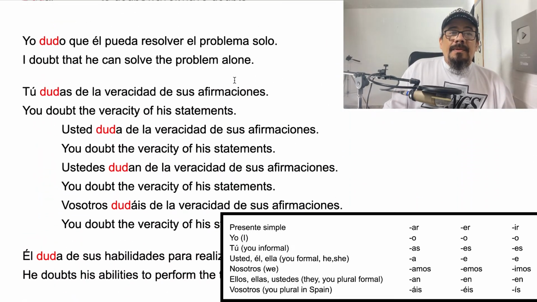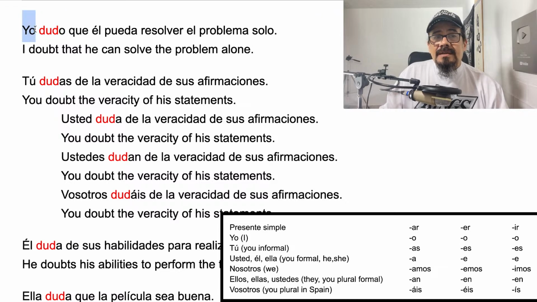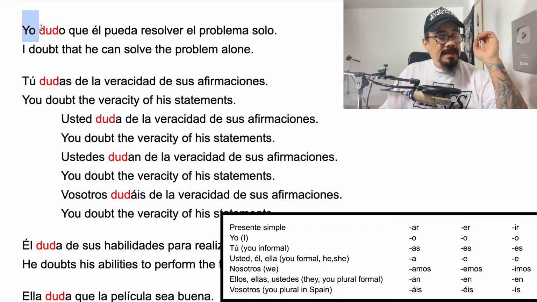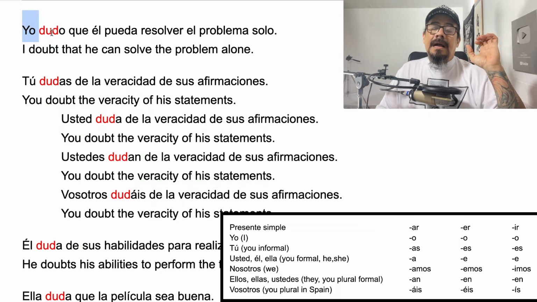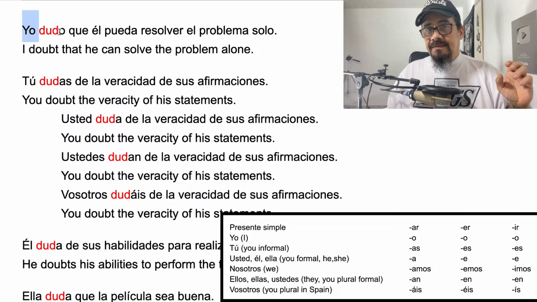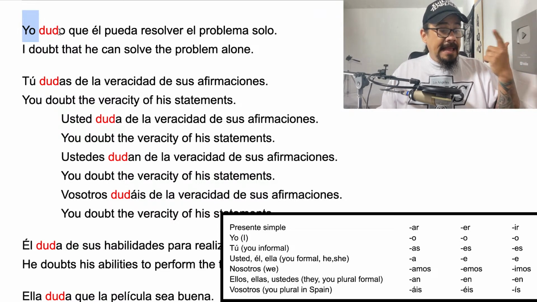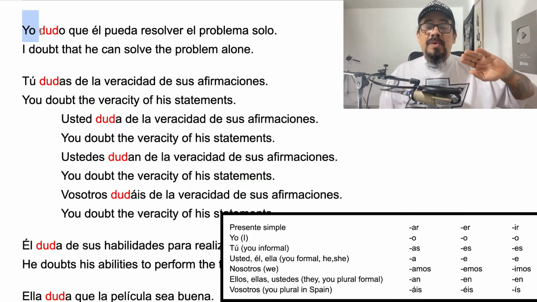Remember, first, we need to practice a lot using the pronouns just to understand how the conjugation links to each one of the pronouns. And then we can practice the same sentences without the pronouns.